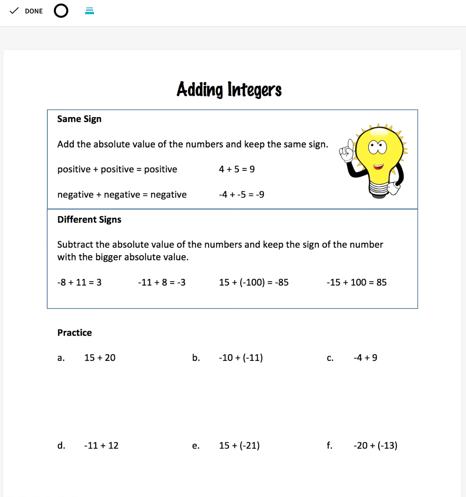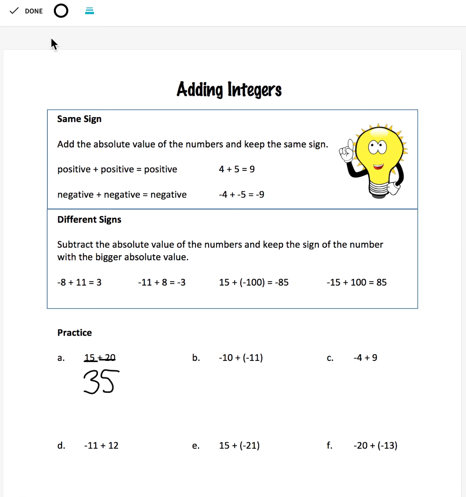The simplest is the one you've been doing since first or second grade. Adding positive integers. 15 plus 20, 35. You have 15 black chips, you add 20 more black chips, you have 35 black chips.